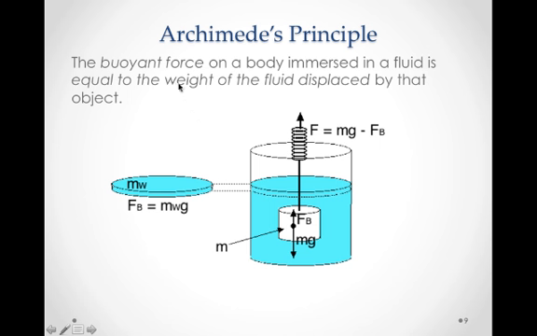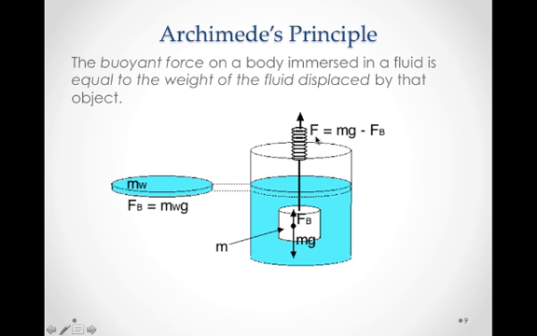Now that you've played around with buoyancy a little bit, one of the great discoveries regarding buoyancy is Archimedes' principle. Archimedes discovered that the buoyant force on a body immersed in a fluid is equal to the weight of the fluid that is displaced by the object. So if we have a cylinder filled with water, and we put inside of it this other cylinder, this object, this object is more dense than the water, so it's going to sink. So we attach it to a spring, and that spring is going to give an upward force.